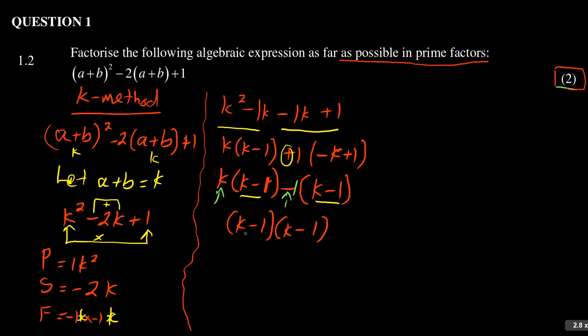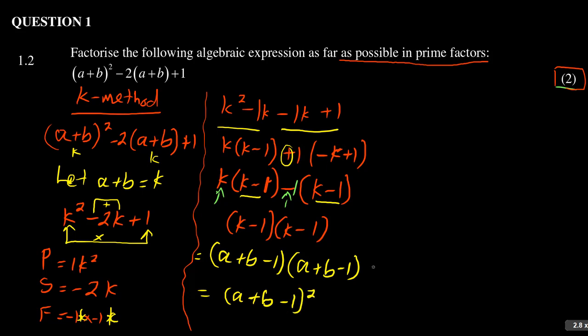But remember, do not leave your answer like this, because you are not only dealing with k. You said, let k be a plus b. So where there is k, it is a plus b. Therefore we have a plus b minus 1 and a plus b minus 1, which is equal to (a plus b minus 1) squared. Even if you leave your answer like that, they will mark you because you have factorized. So this is one of the easier ways you could have factorized that particular problem.